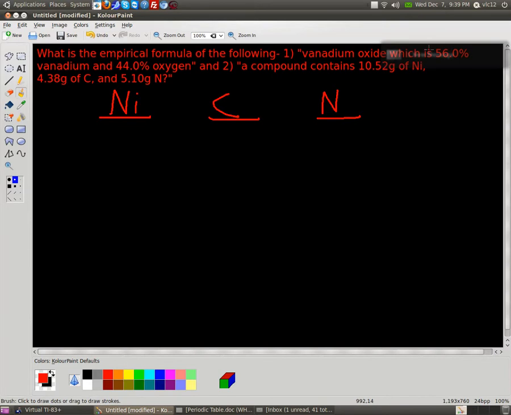Anyway, we need to write down this 10.52 grams underneath nickel. So we have 10.52 grams.